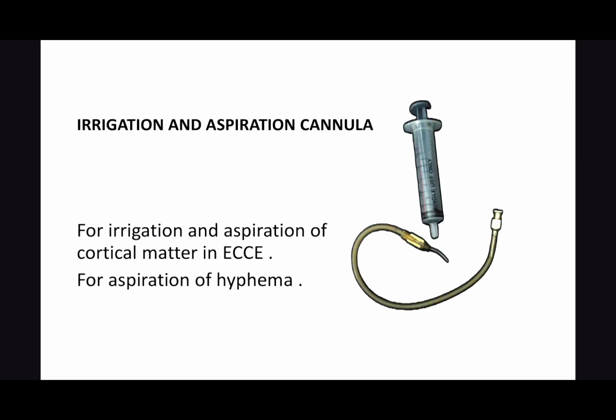This is an irrigation and aspiration cannula. It is used for irrigation and aspiration of cortical matter in extracapsular cataract extraction. When we see the tip of the needle or the cannula, it has 2 openings. One is at the apex and one is at the lateral side. The apex one is for the irrigation and the lateral one is for the aspiration.